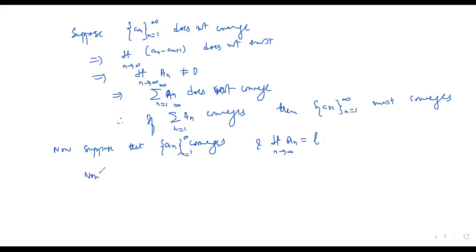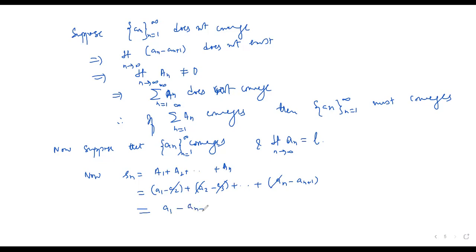Now, agar मैं लूं Sn to be a1 plus a2 plus up to an, this would be equal to a1 minus a2 plus a2 minus a3 plus so on and so forth, an minus n plus 1. As you can see, these terms are cancelling. What you will get is a1 minus an plus 1.